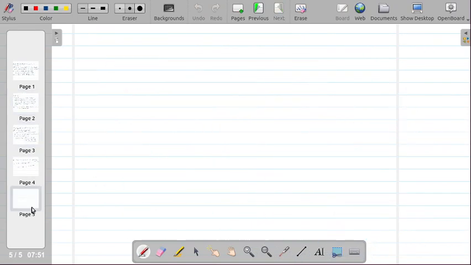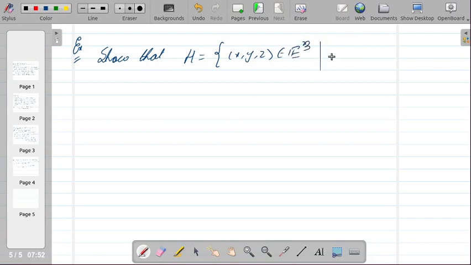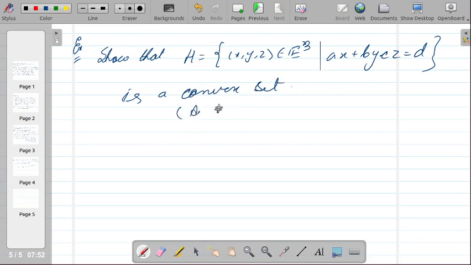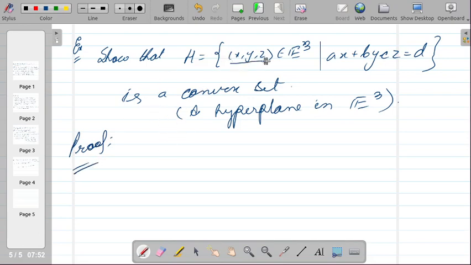Okay. So in particular, you may have this type of exercises, where instead of a general hyperplane you are given something like this. Show that H equal to the set of x, y, z in E cube such that ax plus by plus cz equal to d is a convex set. So this is basically a hyperplane in E to the power 3. If this is asked, then we can do it the same way. Of course, the notations are a little bit changed.